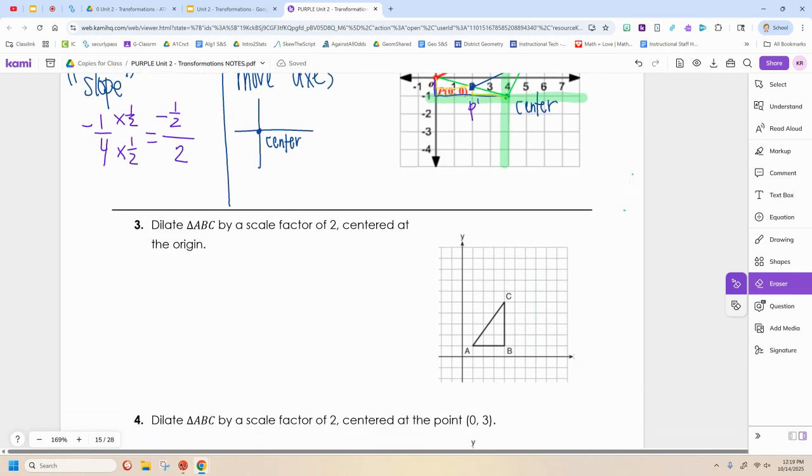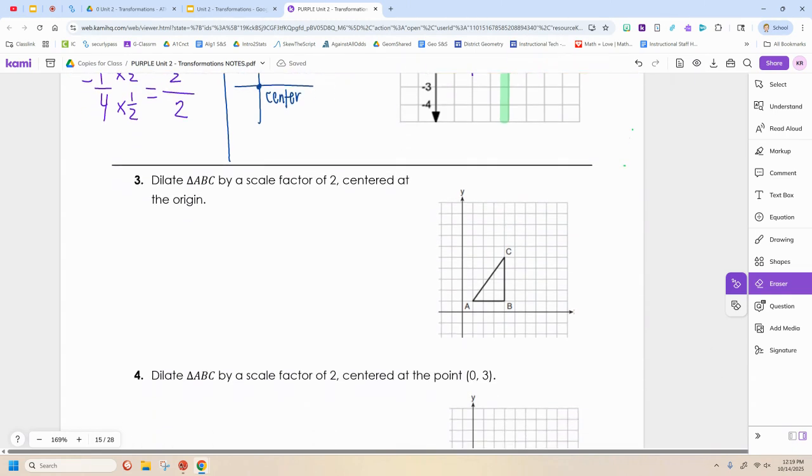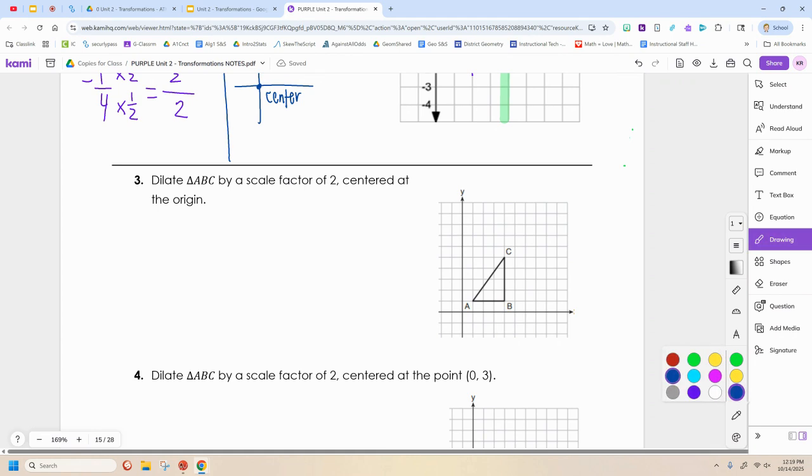All right, it says dilate triangle ABC by a scale factor of 2, centered at the origin. So there it is. We're at the origin. All we have to do is write down our 3 points, A, B, C, because we're using the origin. A is located at 1, 1. We've used this triangle many times. B is located at 4, 1, and C is located at 4, 5.